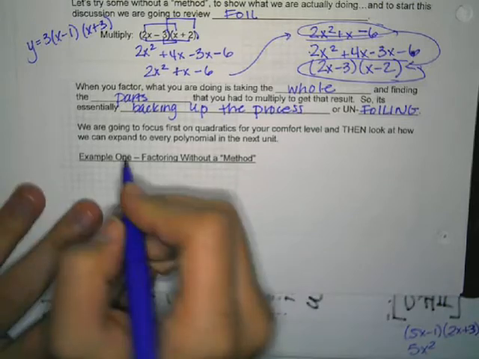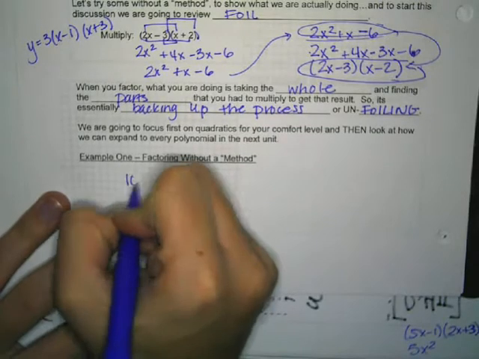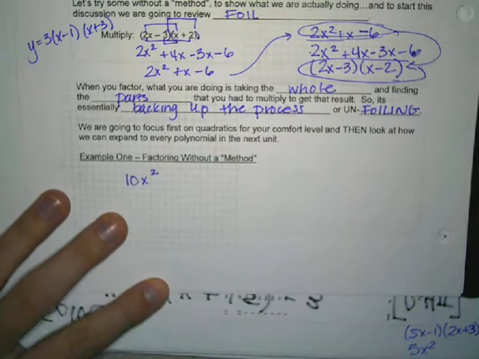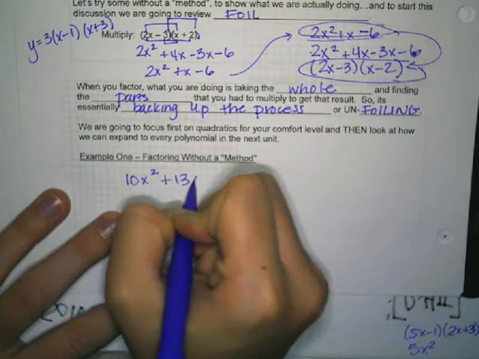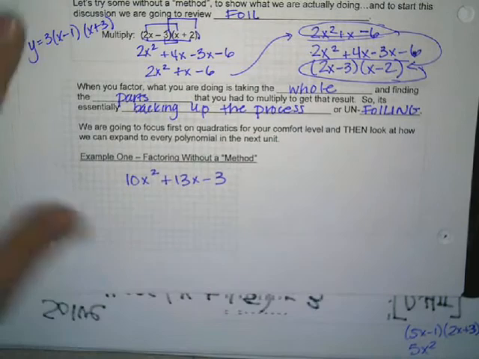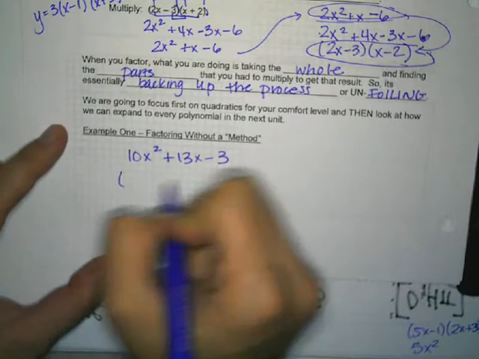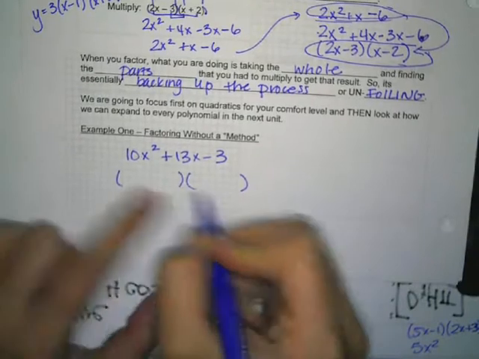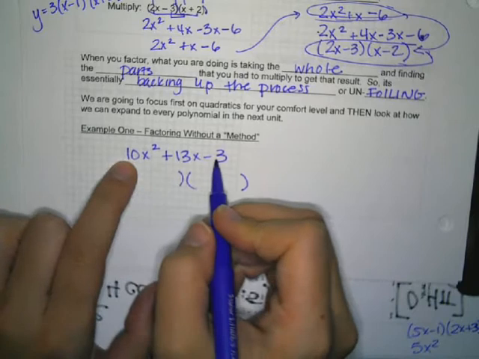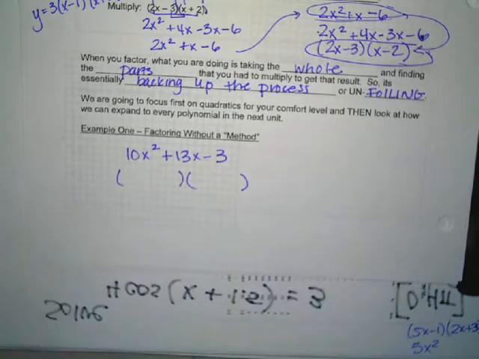Okay, let's start with this problem: 10x squared plus 13x minus 3. If I wanted to break this apart, so this is my whole, and I want to break it up into the two parts that I would have to multiply or FOIL together in order to get that whole, one method that you can do is guess and check.